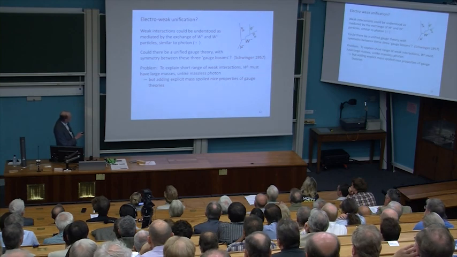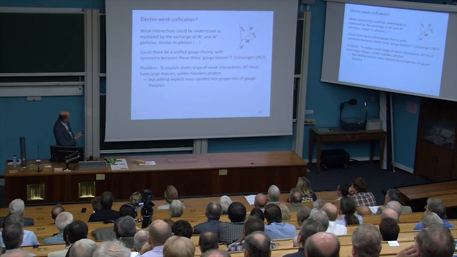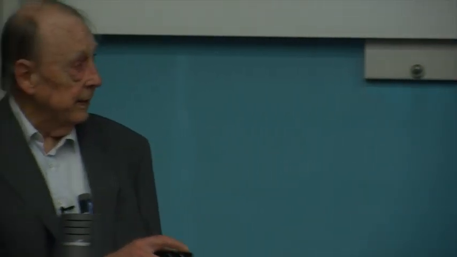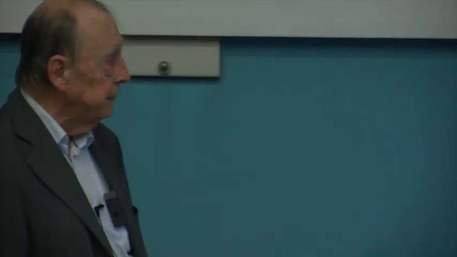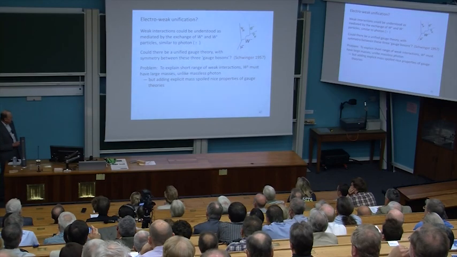It was clear, I should say, that if there is a symmetry between these three, it clearly is a broken symmetry in some way or another, because the W plus and the W minus are massive, and the photon is not. So how could this happen?